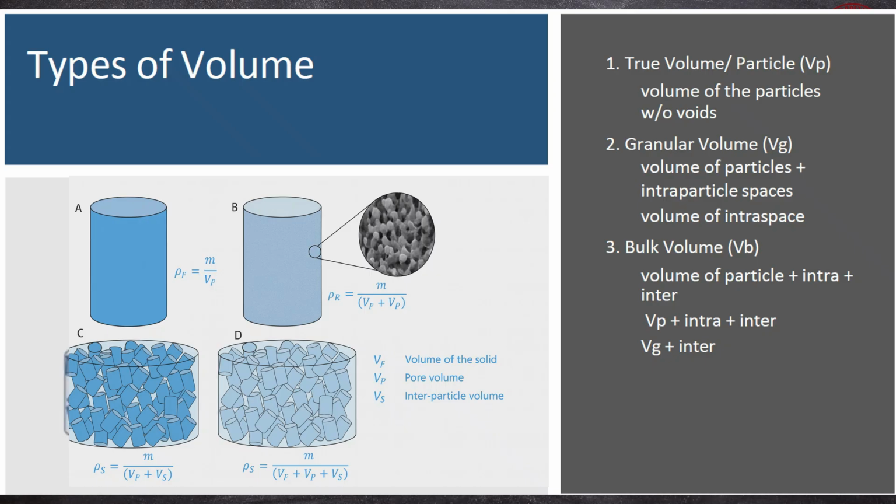Let's talk about the types of volume, a key concept in Micromeritics that helps us understand how powders behave during formulation and compression. We actually deal with three main types of volume. First, the true volume, also called particle volume, symbolized as Vp.